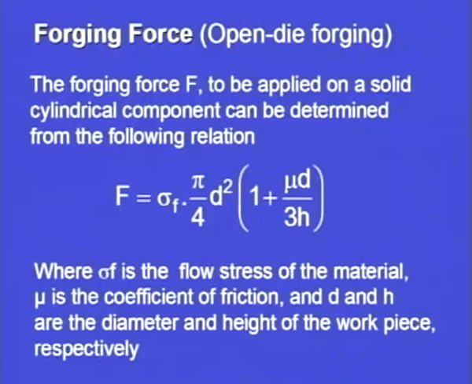Now, what are the various parameters that affect the forging force? These are: sigma F is the flow stress of the material, mu is the coefficient of friction, d and h are the diameter and height of the workpiece respectively. So, if we know the diameter and the height of the workpiece, the coefficient of friction, and the flow stress of the material, we can very easily calculate the forging force required to change the shape of the raw material into its final product.